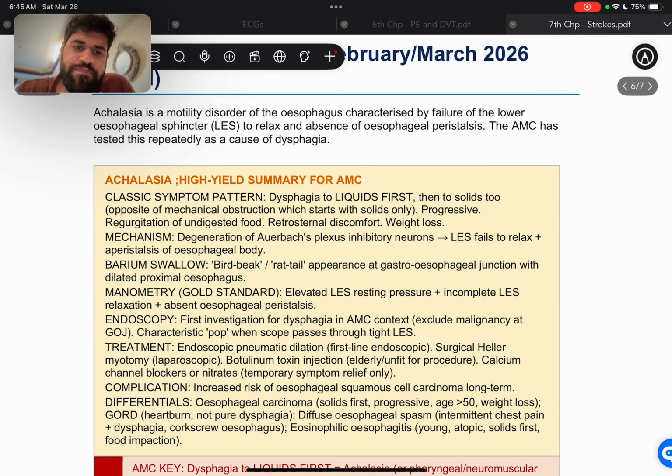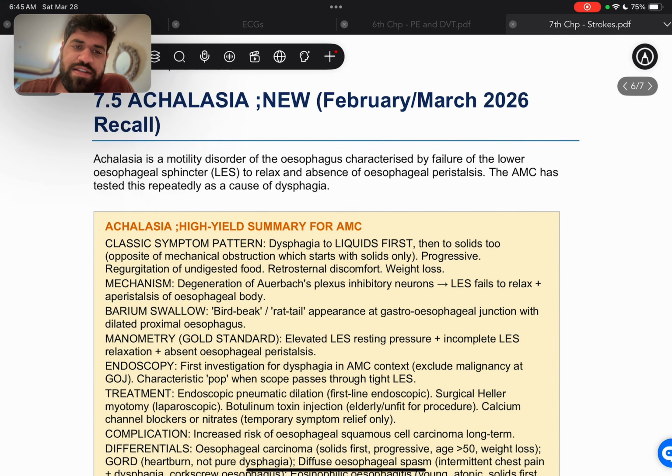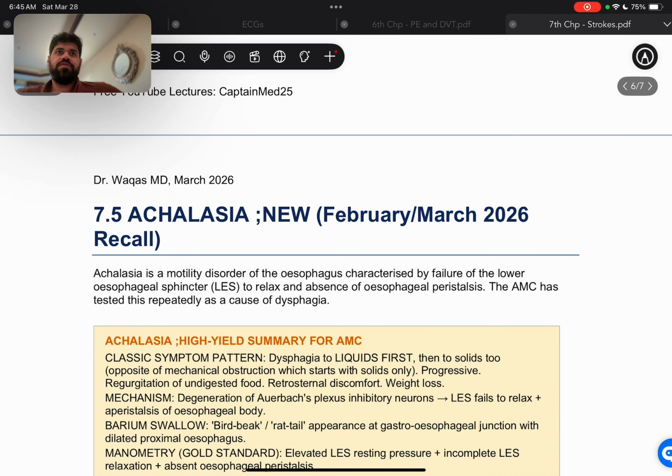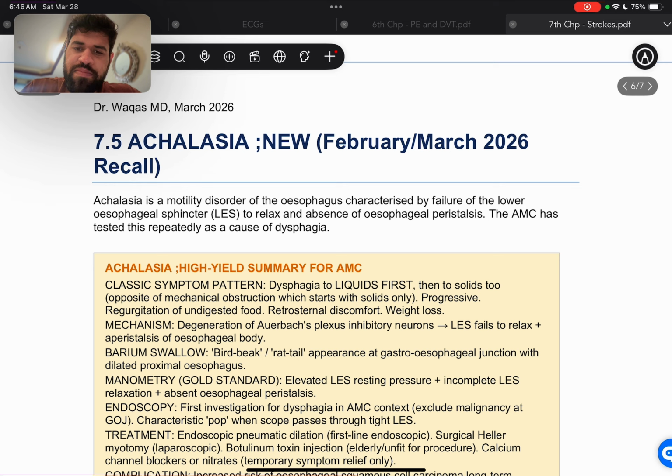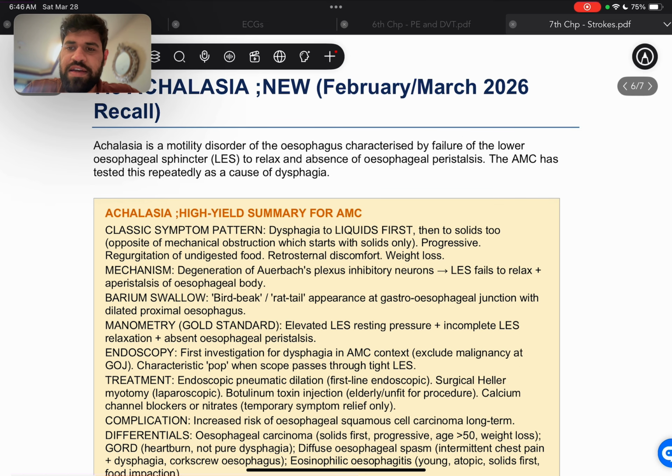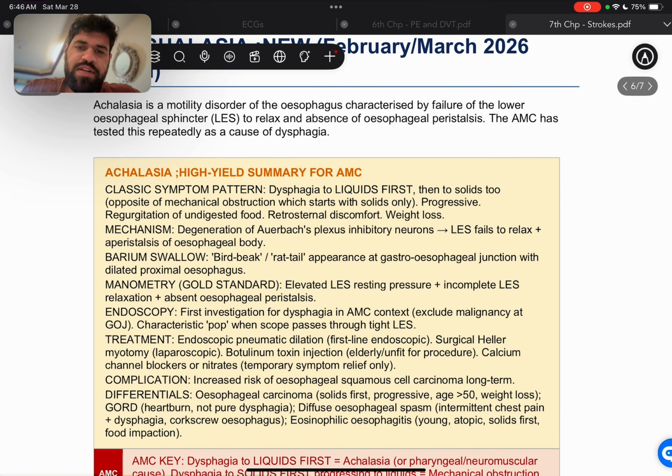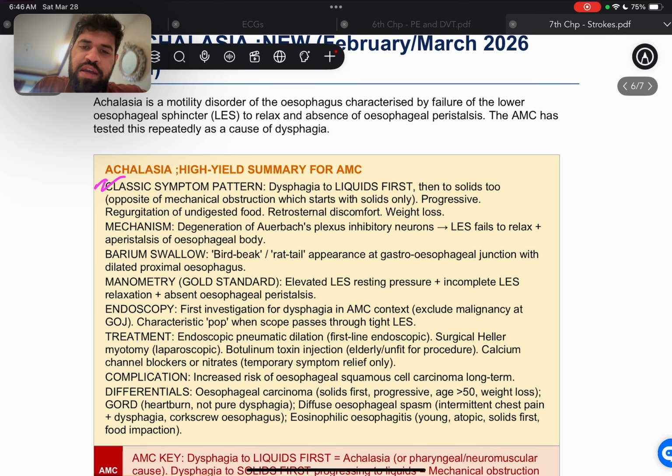All right. Now, achalasia. The reason I included this in the neurology section, but not in the GI, is that it's also mentioned in the GI, but not in depth, because it's a very small topic, and the main problem is neurological. Achalasia is a motility disorder where the lower esophageal sphincter is not relaxing enough for the food to be able to pass through. So the classic symptom pattern is going to be liquids first always, then solids.